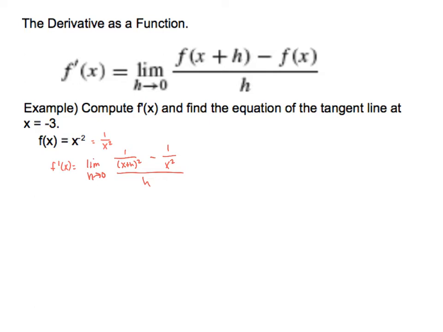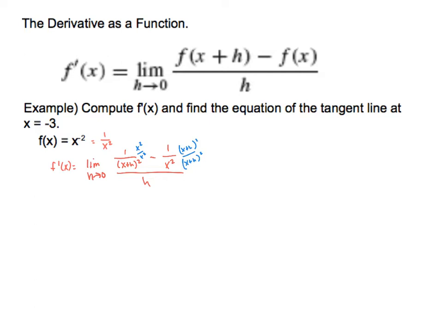I need to combine those two fractions. I need a common denominator. So our first fraction needs an x squared over an x squared. Our second fraction needs an x plus h squared over an x plus h squared. Remember, the whole time keeping in mind my end goal, I need to find the h over h to cancel. As soon as I can do that, I've gotten rid of the indeterminate form, and then I can evaluate. Okay?